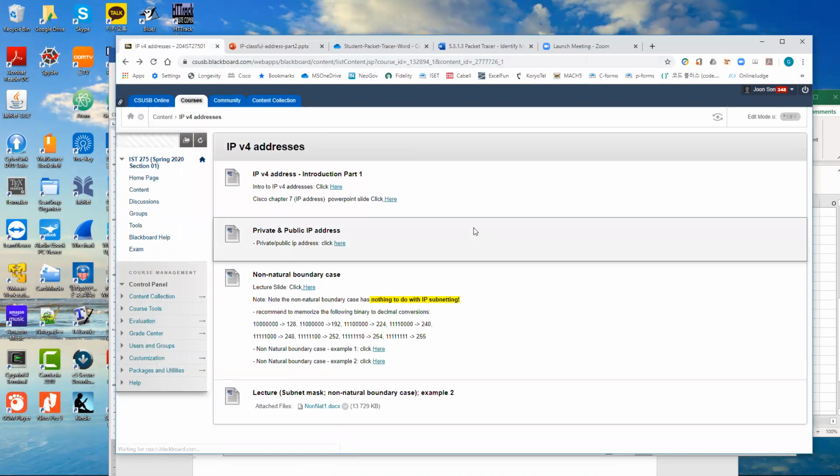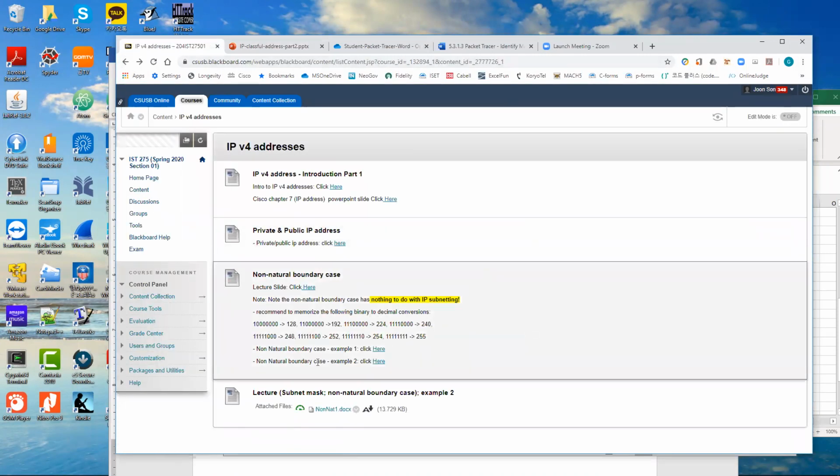And then there are 2 video lectures: non-natural boundary case 1 and non-natural boundary case 2. So I give you 2 examples, right? And this is the 3rd example. I mean, this is example number 2. Actually, this is example number 3.